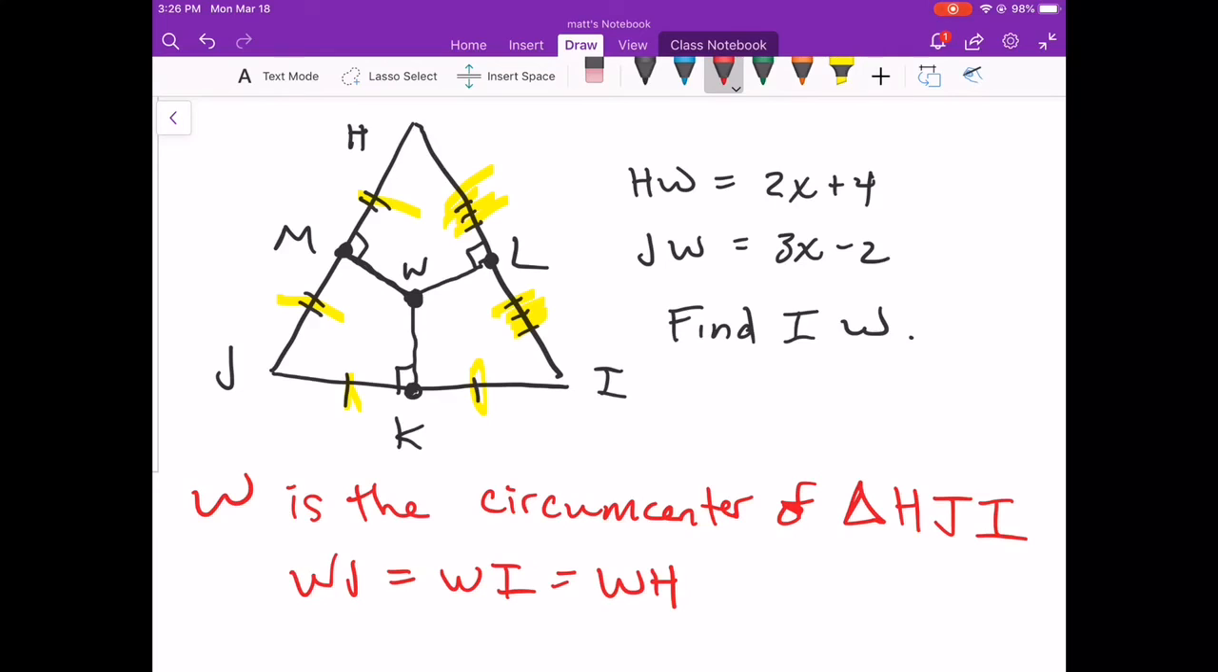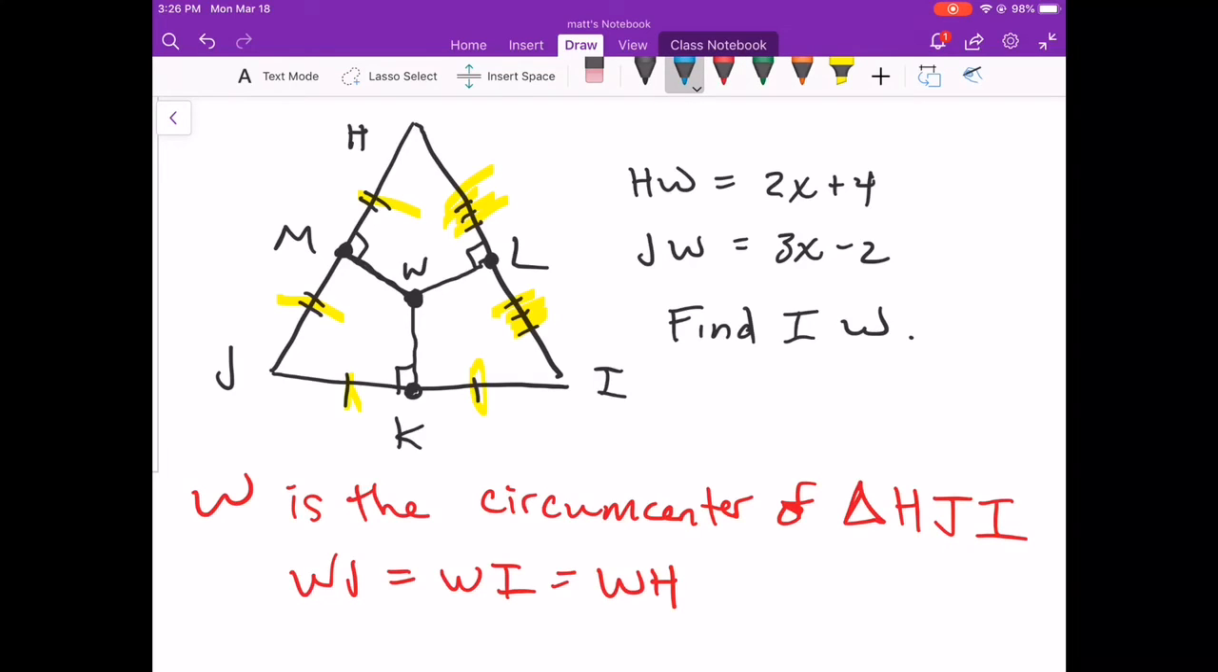Then they want me to find what IW is. Well, IW is the same as JW is the same as HW. So once I know what x is, I can plug it back into either one of those, HW or JW, and that number will be what IW actually is. So let's do that really quickly.